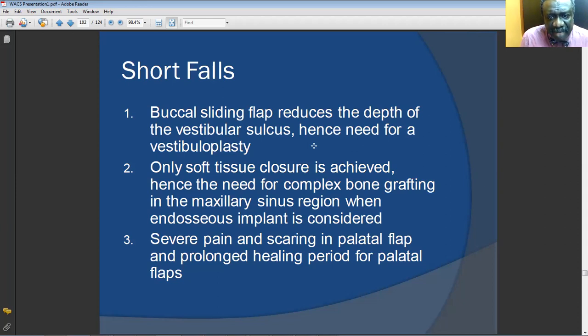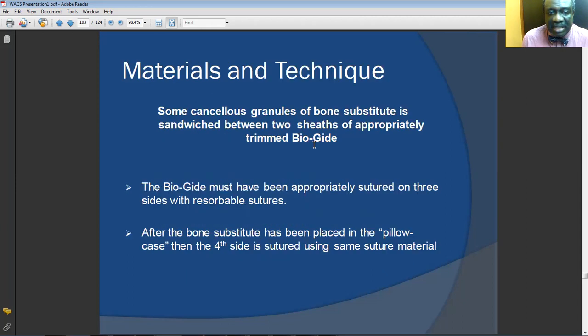The buccal sliding flap reduces the depth of the vestibular sulcus, hence you will need vestibuloplasty after. And then only soft tissue closure is achieved, hence the need for complex bone grafting in the maxillary region when endoosseous implant is considered. And then severe pain and scarring in the palatal flap and prolonged healing period for palatal flap is also a disadvantage of other procedures.